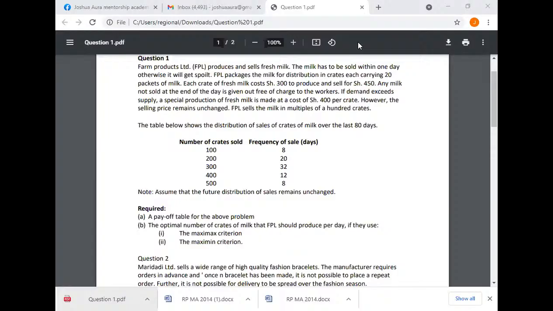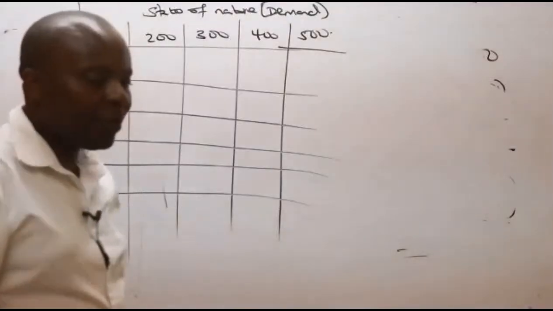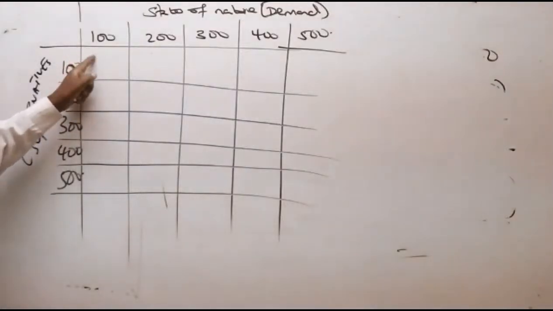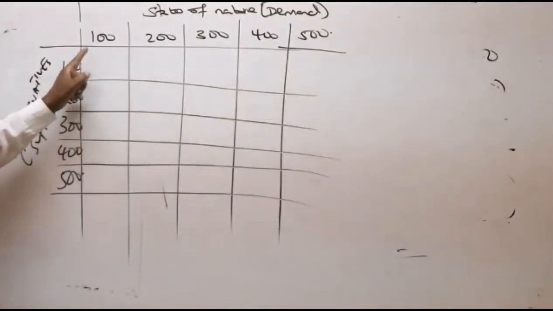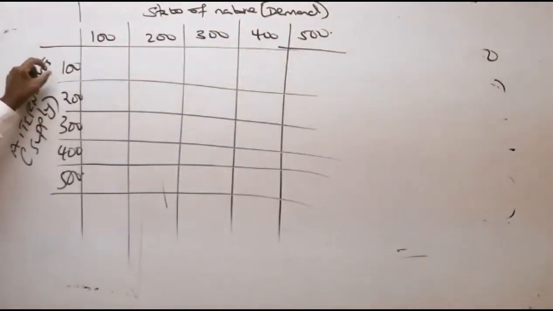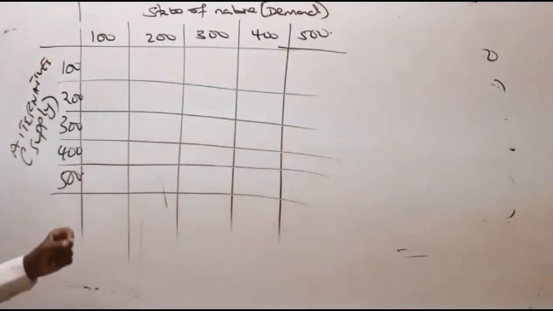So, ladies and gentlemen, where do we begin from? Look at my first cell. First cell, ladies and gentlemen: what are the outcomes here? In the first cell, we have set aside, we have produced 100 crates of milk.